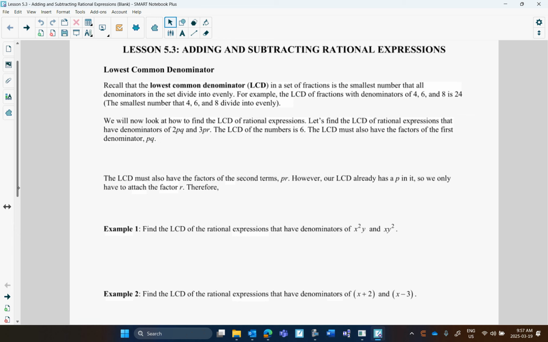What's the lowest common denominator? X squared. I need an x squared in order for both of them to go in. Well, the second one doesn't change. But I must multiply the first numerator by x.